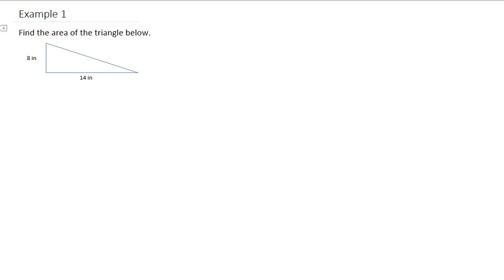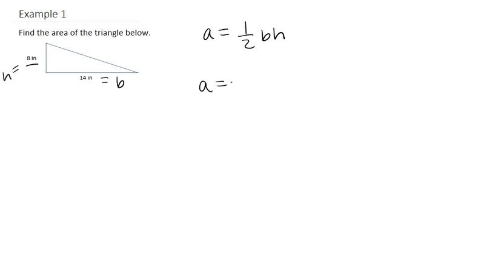Example 1. Find the area of the triangle below. So we have 8 inches, which is our height, and then our base is 14 inches. And so we know our area of a triangle is 1/2 base times height. So the area is equal to 1/2. Now the base is 14 inches, and then the height is 8 inches.